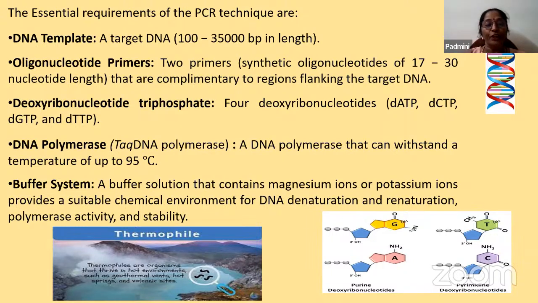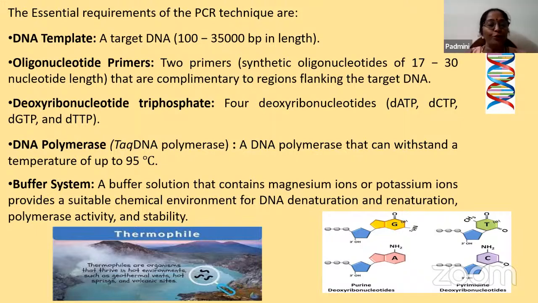Then what's the next one you need? You need deoxyribonucleotide triphosphates. These are 4 deoxyribonucleotide triphosphates. What are they? ATP, CTP, GTP, and TTP: adenine, cytosine, guanine, and thymine. These deoxyribonucleotides are what help in the growth of the DNA, because they are the nucleotides of your DNA. So you need all these 4: dATP, dCTP, dGTP, and dTTP.